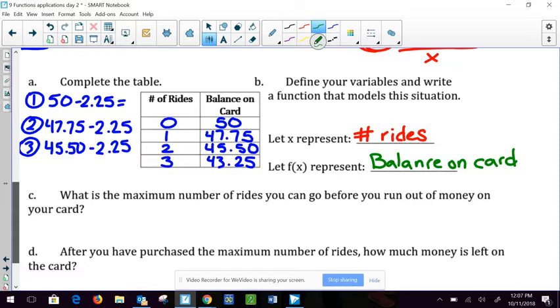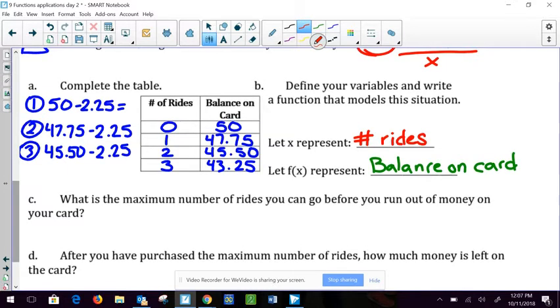Maybe we'll write it right below defining our variables, so we'll put it right over here. Our balance on our gift card, f of x, is equal to what? Well, how much are we starting with on that gift card? Correct. We're starting with $50.